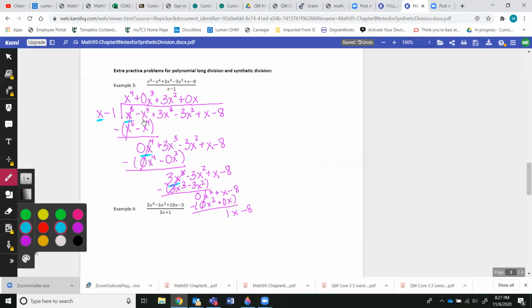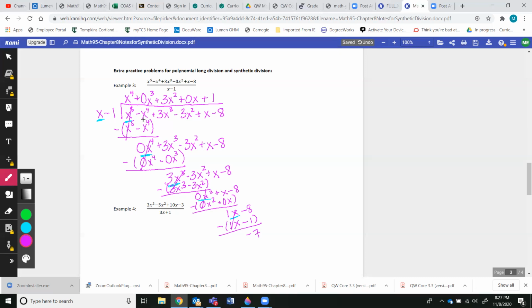And then if I look and I say, okay, how many times does x times what gives me x? Well, that's going to be plus 1. So I multiply both of these. I get 1x minus 1, subtract. -8 plus 1 is -7.